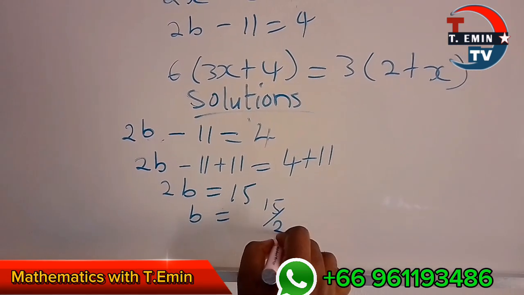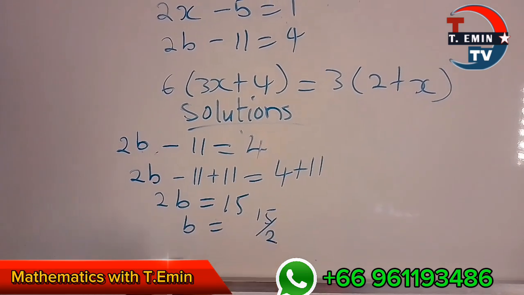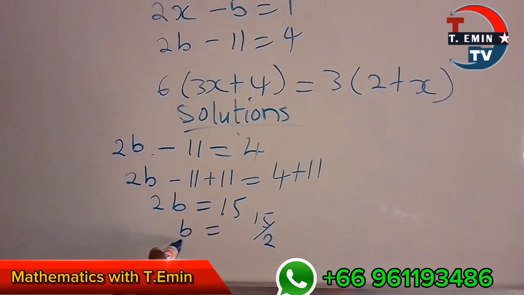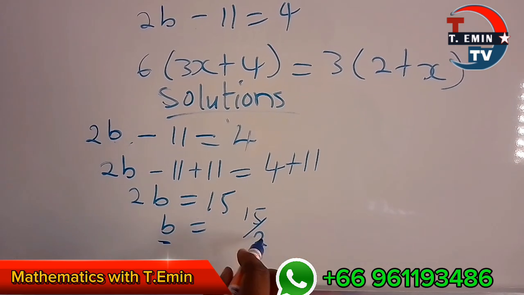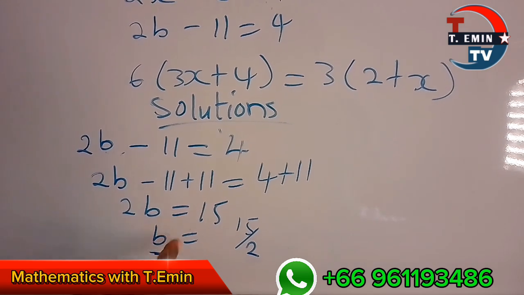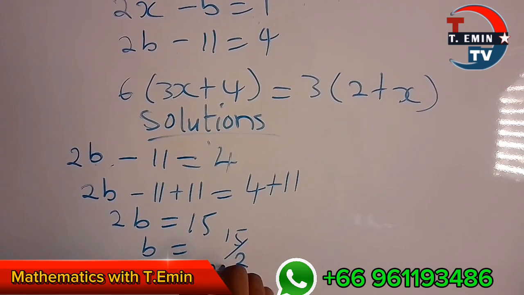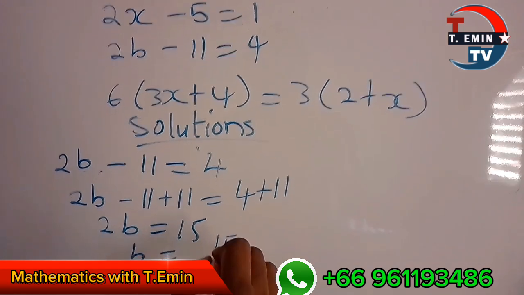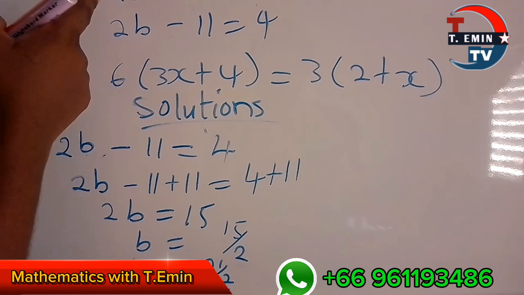15 divided by 2. I'm sure you understand what I've done here, just dividing both sides by 2 to leave b alone. So at the end, our answer is 15 on 2 or 7, or b is the same as 7.5 because you can divide 15. So this is our answer for this second one.